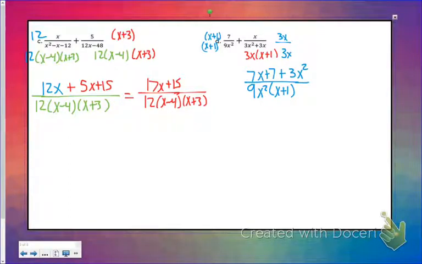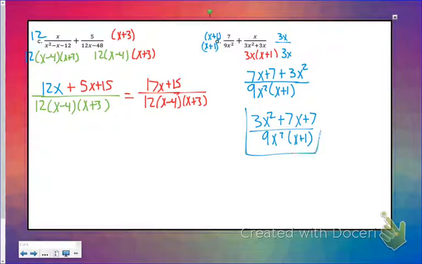And then at this point, there's no like terms I can really combine. If you want to reorder it so it's in standard form, you can. And just make sure it doesn't factor. This one doesn't, because there's nothing that multiplies to 21 that adds up to 7, so we're not going to be able to factor this one. And then again on this one, x is not going to equal -1, and x is not going to equal 0.